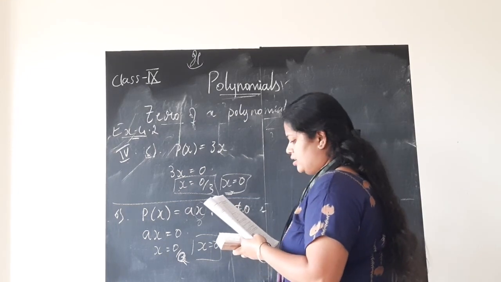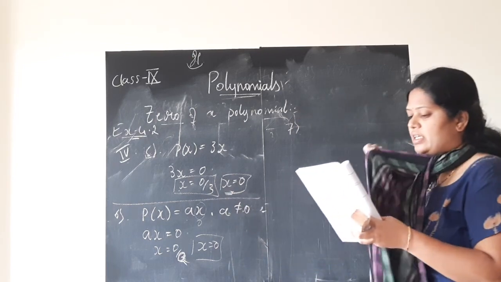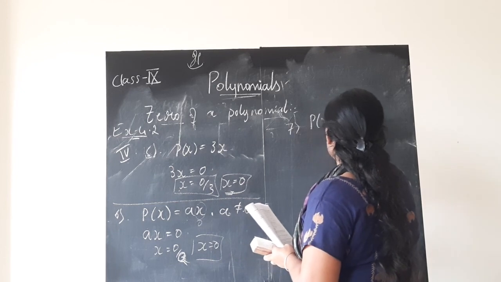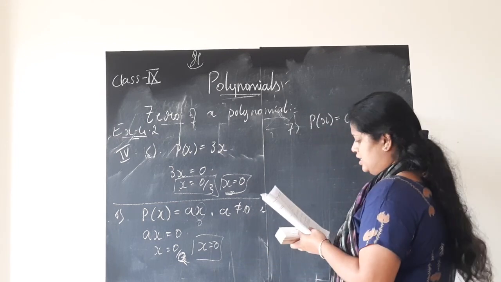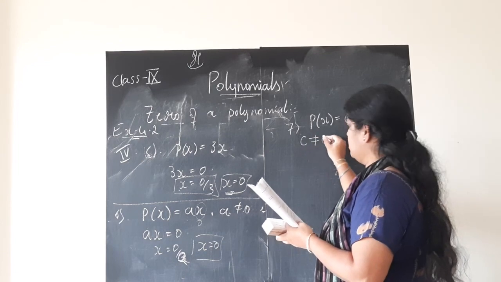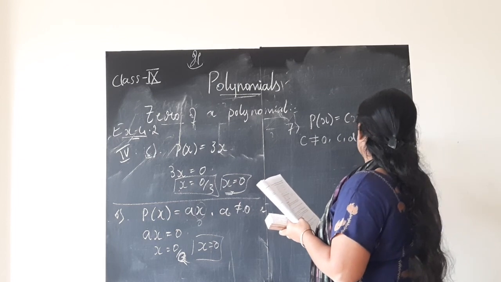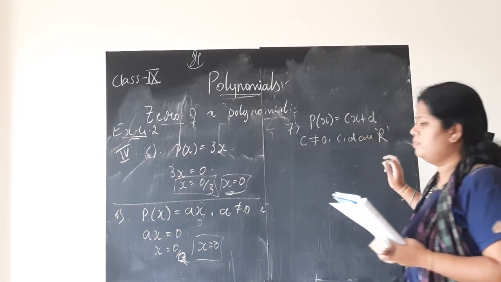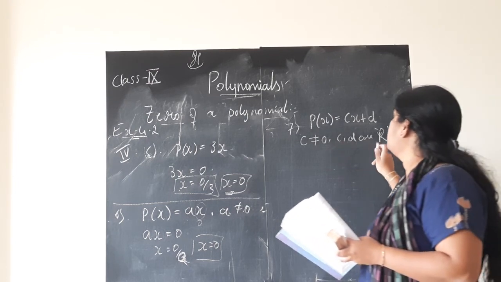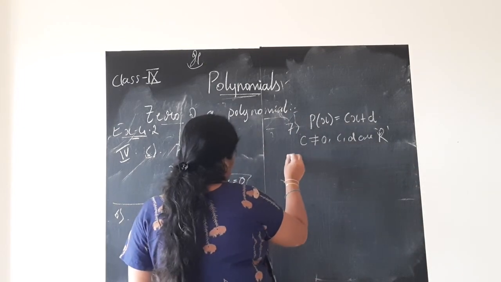How many are there? Our last problem. 7th question. P of x is cx plus d. One condition is given. c is not equal to 0. c and d are real numbers. I will just represent it by capital letter R. R is real number. So c not equal to 0 and c and d are real numbers. So whatever they give, don't worry.